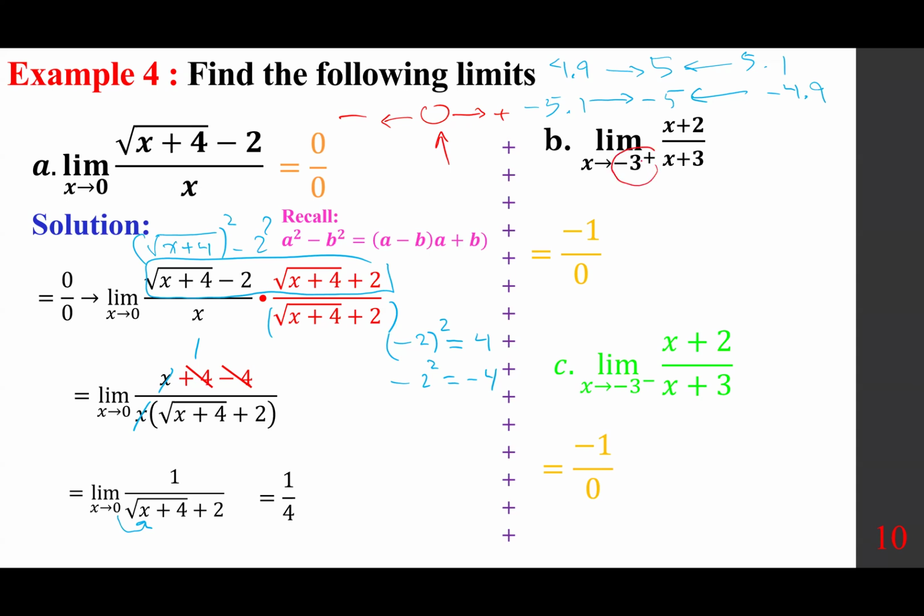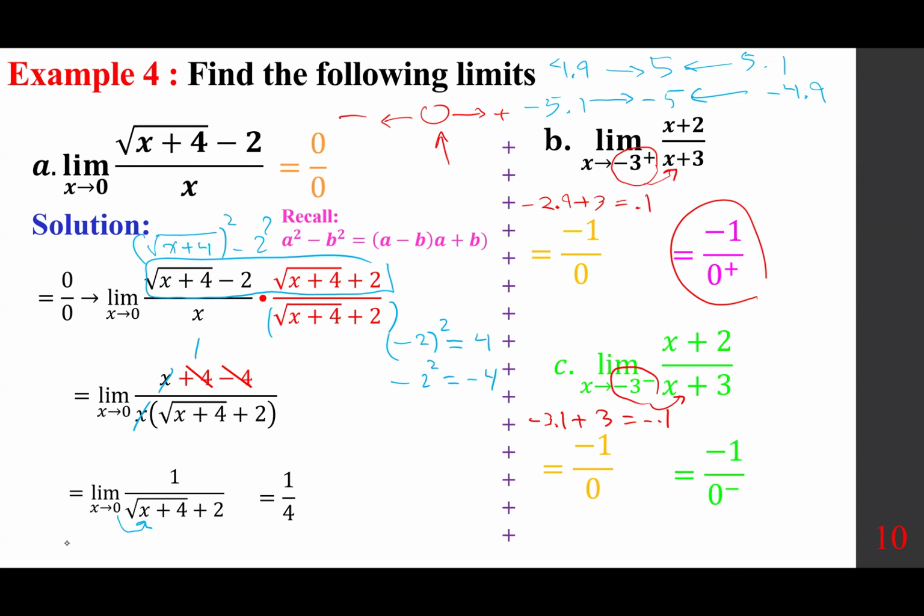So we are going to go with negative 3 from the right. And to be able to do that properly, we actually pick a number to the right of negative 3, like negative 2.9, plus 3 becomes positive 0.1. So it's negative 1 over 0 from the right. Whereas here, negative 3 from the left is like negative 3.1 plus 3, which makes it negative 0.1. So it's 0 from the left. The difference is now negative over positive is negative infinity, but here negative 1 over negative is positive infinity. So negative infinity, positive infinity. That's the easy process to figure out positive or negative.